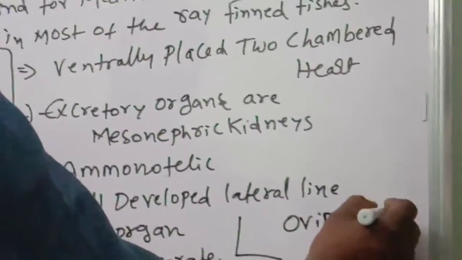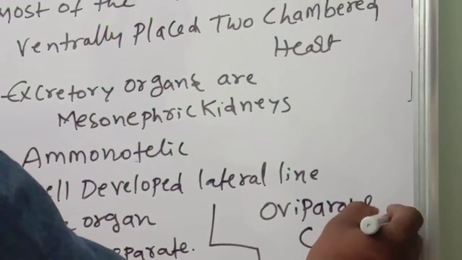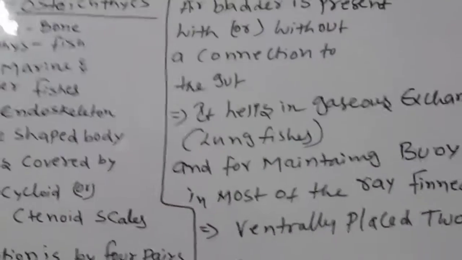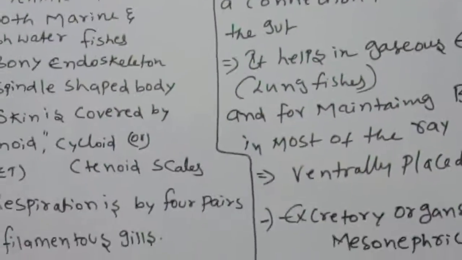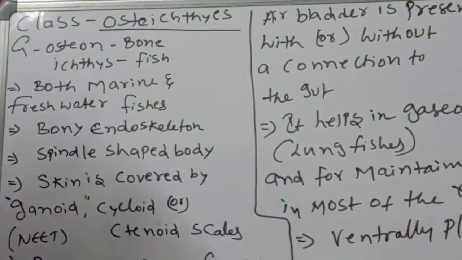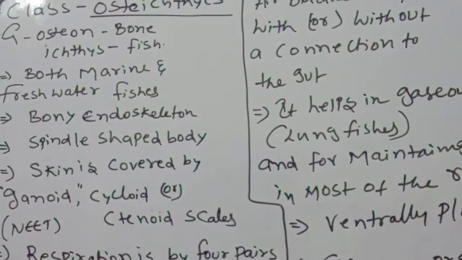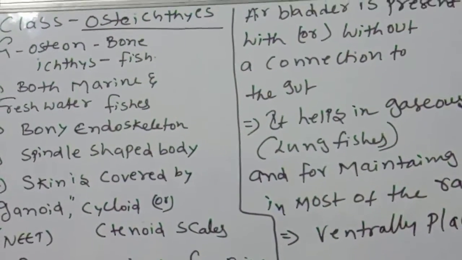Most forms of this class are oviparous. Okay children, this one you should remember. Observe very carefully. This is the most important class, Osteichthyes. What are the characters of Osteichthyes? We are going to discuss Osteichthyes.